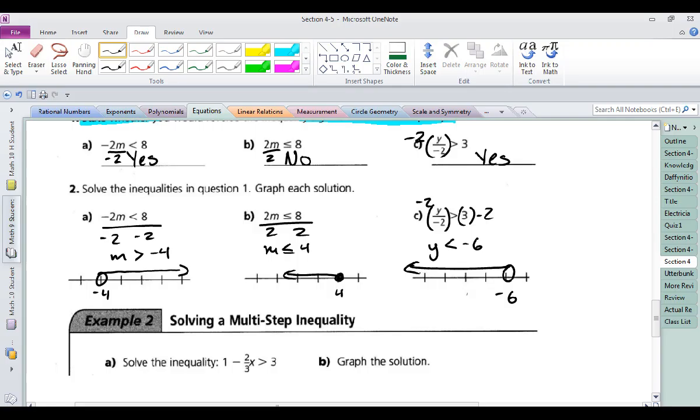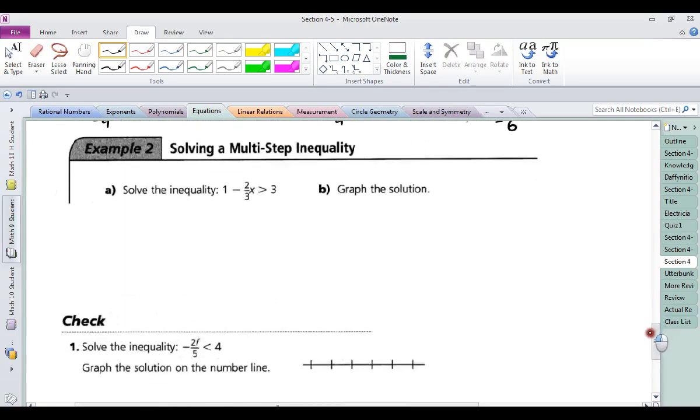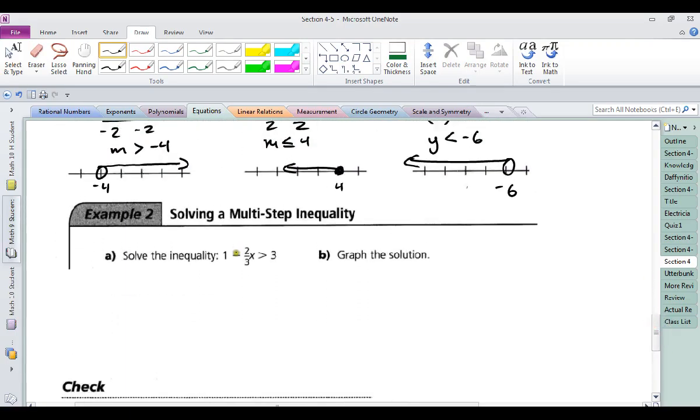Okay. Now, please notice in example 2, I have adding and subtracting and division. So I'm going to have to use everything I know now, aren't I? Okay?